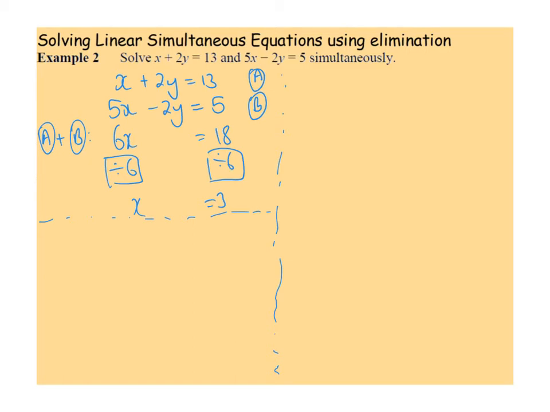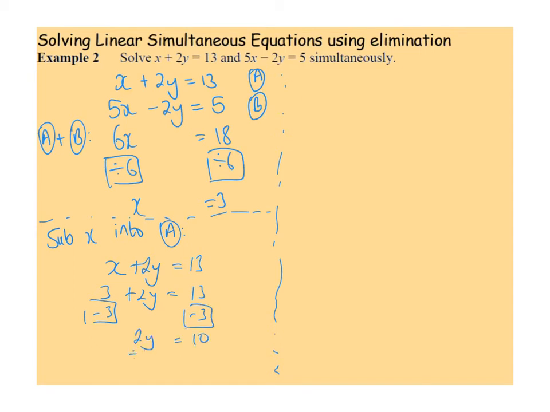So I've got substitute x into equation a, and that's going to get me x add 2y equals 13 will change into 3 add 2y equals 13. I'll subtract this 3 from both sides, and I get 2y equals 10, and I'll divide both sides by 2, which gets me y equals 5. And now that I have a pair of solutions that appear to work, I will check it in B. Again, I'm checking in B because I used x in A already.